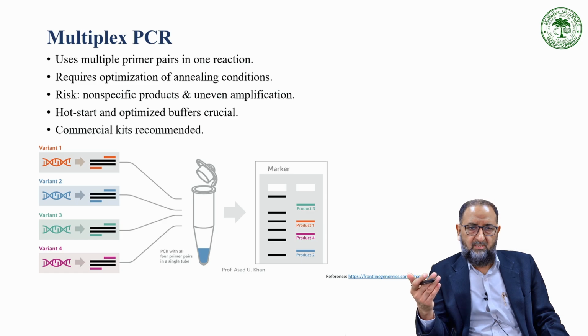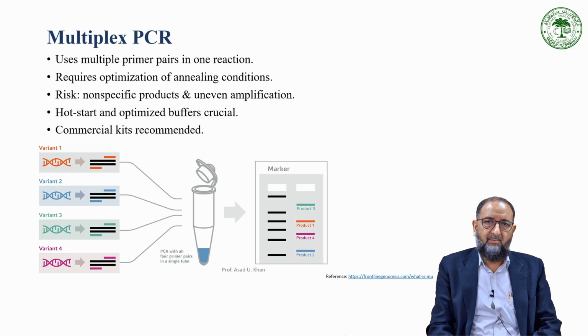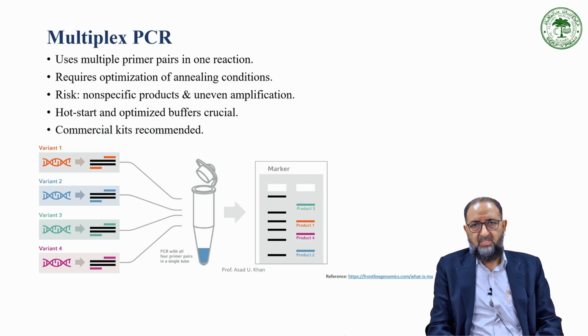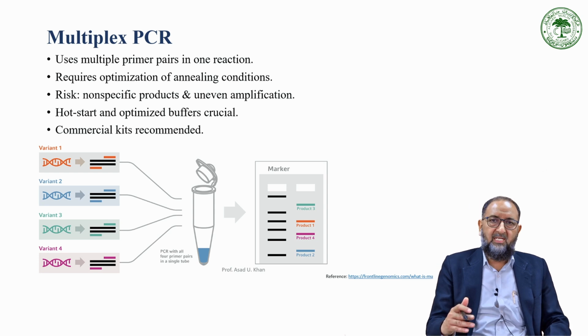Now what is the risk? Non-specific products and uneven amplification might take place, because since you have a number of primers, sometimes these primers might bind to non-specific sites and give you different products. Because you are expecting a large number of products, more than one product, unlike a single set of primers where you get a single product.